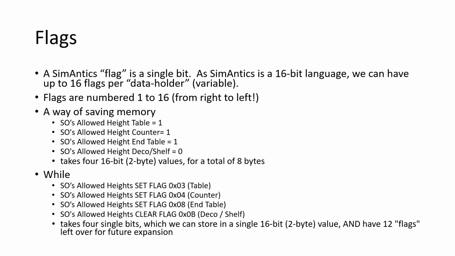If, however, because they're only zeros and ones, ons and offs, we store them as flags, we're going to shove those 4 flags into a single 16-bit, 2-byte value. And then the beauty of it is we actually have 12 flags left over for future expansion. And this is what they're done for. If you're only storing values of 0 and 1, it's much more efficient to store them as flags in a value than as individual numbers. You end up saving quite a lot of memory. And that's why they were done.